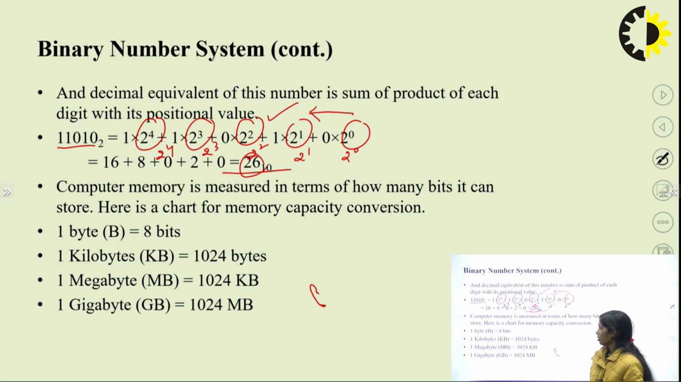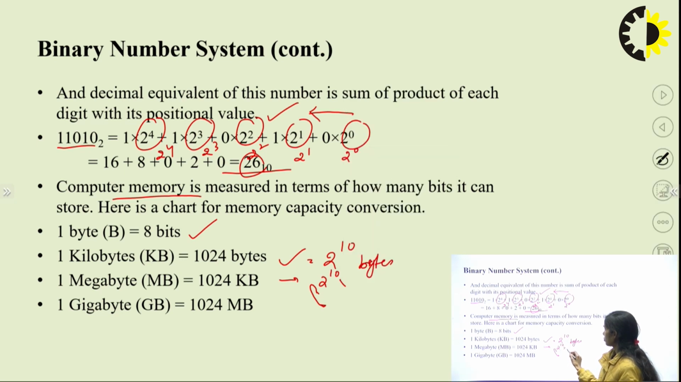So if we calculate these bits in computer memory, 1 byte is represented as 8 bits, 1 kilobyte as 1024, that means 2 to the power 10 bytes, and 1 megabyte is represented by again 2 to the power 10 kilobytes, that means 2 to the power 10 into 2 to the power 10 bytes. Again, gigabytes means 2 to the power 10 multiplied by 2 to the power 10 multiplied by 2 to the power 10 bytes.